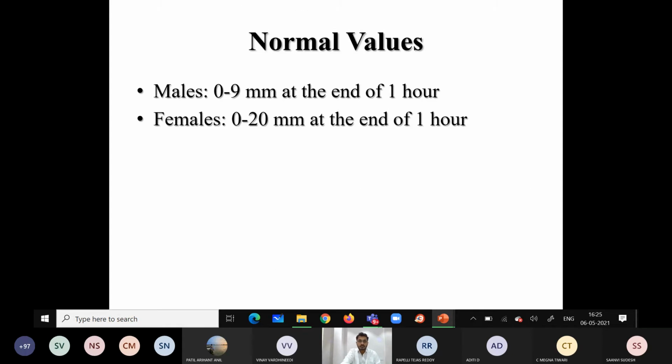I want to show you the normal values. It is 0 to 9. It was in Wintrobe's, male 0 to 9, and here it is 3 to 5. See, female 0 to 20, and here it is 4 to 7. Now you understood the difference. Why you should tell the method name when you are telling the normal values.